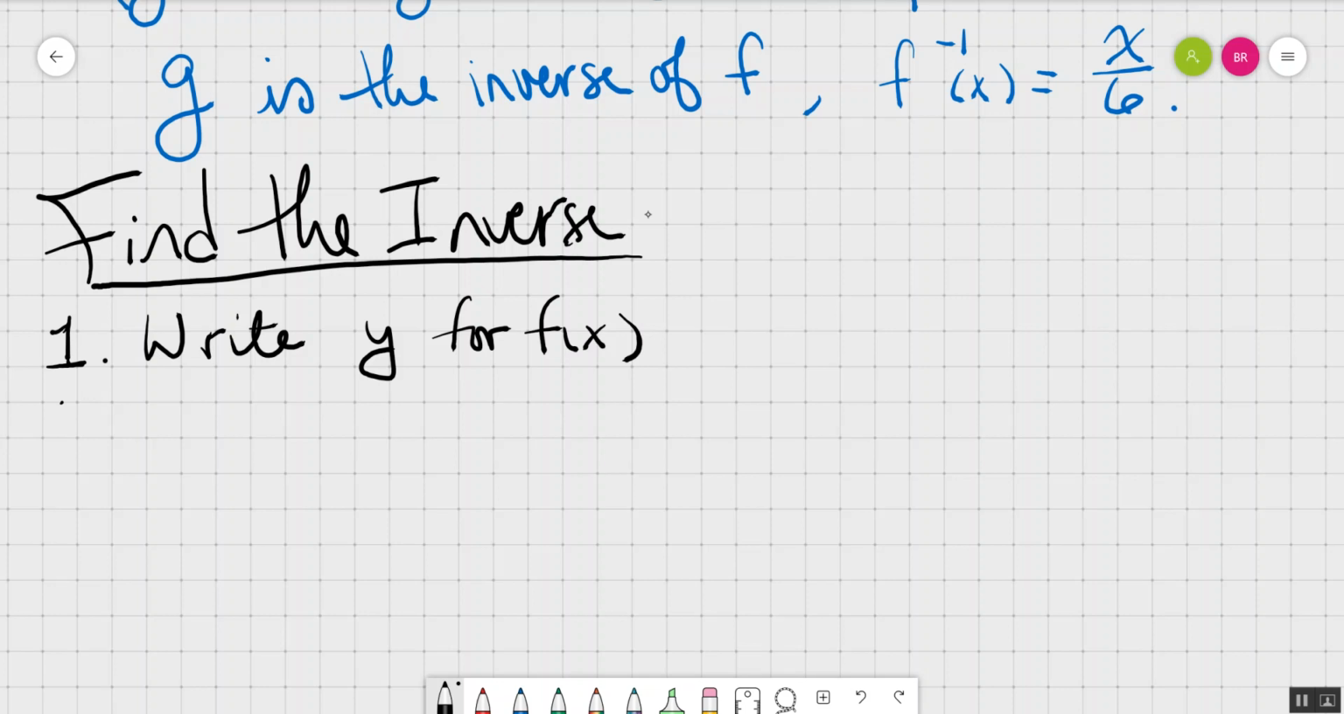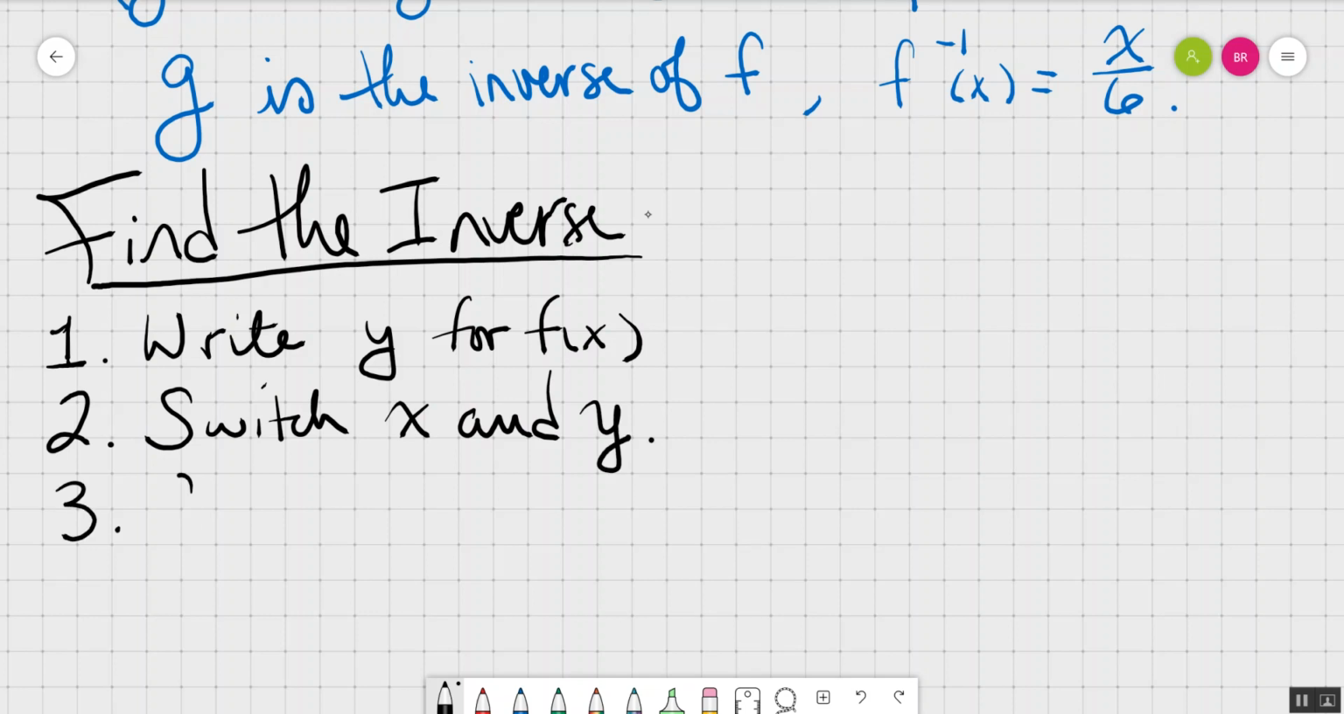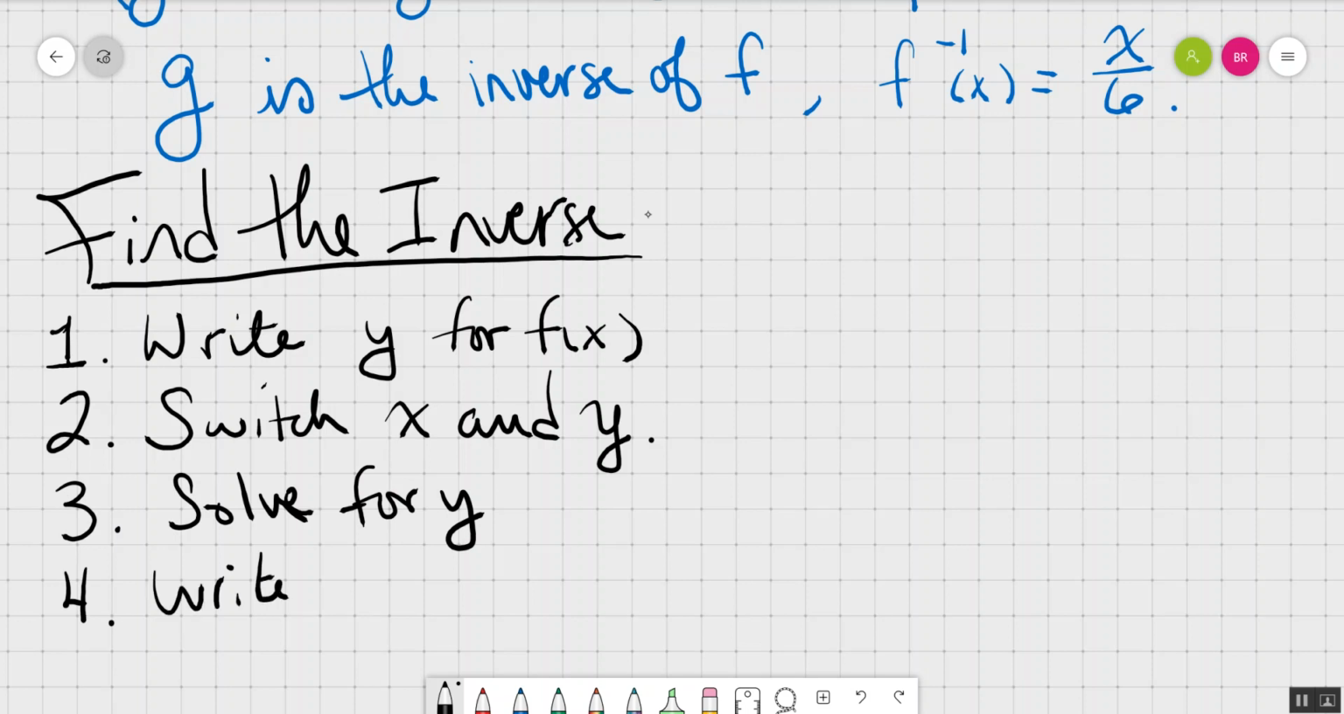And then here's the fun part: switch x and y. Because if the inverse is going to do the opposite, then it's got to switch these two. Next, you're going to solve for y. And then last but not least, you're going to write f inverse of x for y.